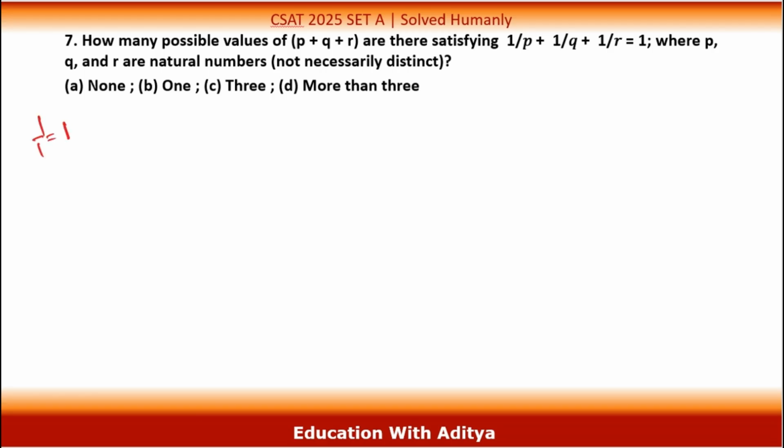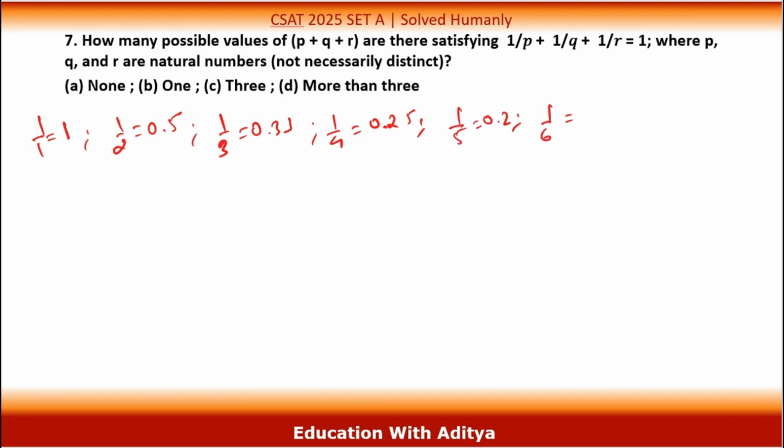1 upon 1 is equal to 1. 1 upon 2 is equal to 0.5. 1 upon 3 is equal to 0.33. 1 upon 4 is equal to 0.25. 1 upon 5 is equal to 0.2. 1 upon 6 is equal to 0.16. 1 upon 7 is equal to 0.142.